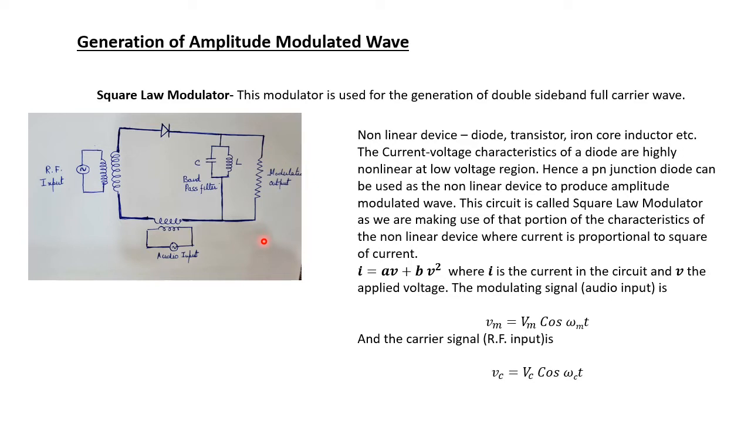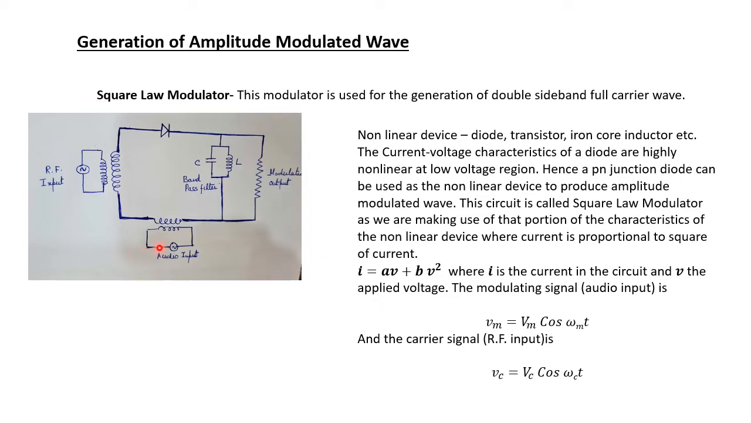And across the tank circuit or the LC circuit, there is a resistor, and across this resistor we get output voltage. Now we know that the diode is a non-linear device, therefore the current flowing in the circuit will be I = A·V + B·V², where V is the applied voltage and I is the current in the circuit.